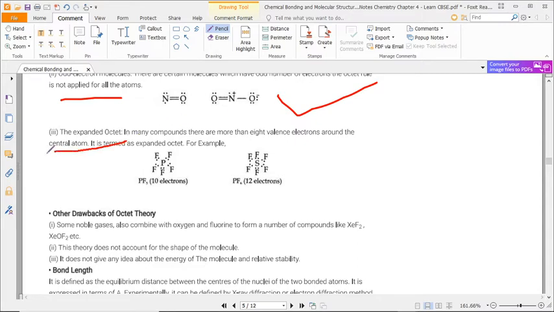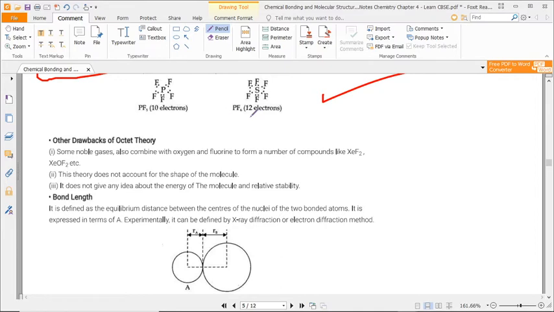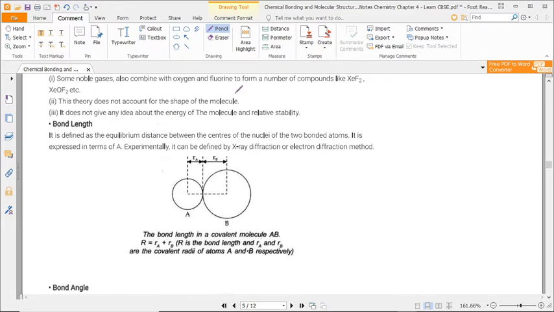Next is expanded octet. Now when you take PF5, phosphorus pentafluoride, it makes a single bond with each fluorine atom. Yes, fluorine gains octet structure, but when you count the number of electrons surrounding the phosphorus, it is 10. Though it is more than 8, it is still a stable one. Hence this is the example for expanded octet. PF5 and SF6, so this is one example.